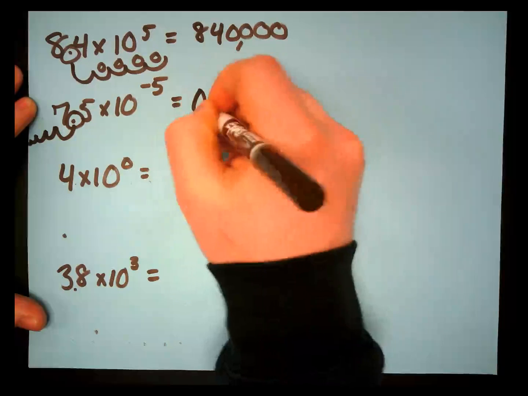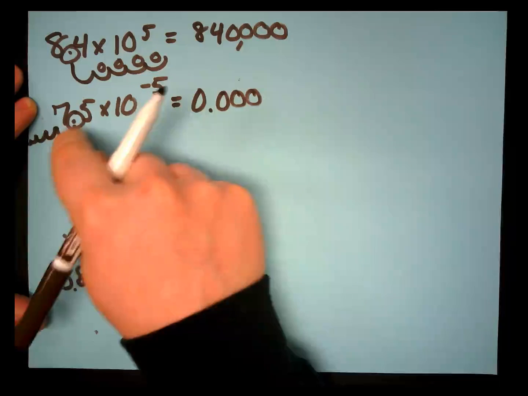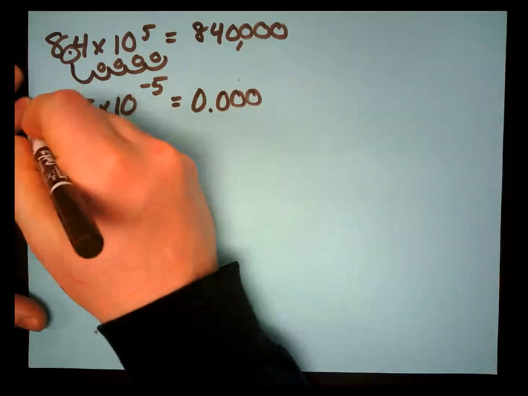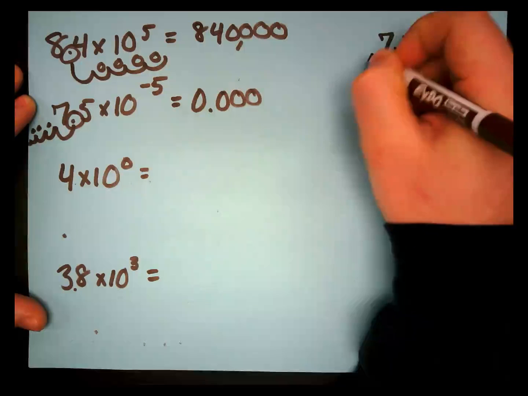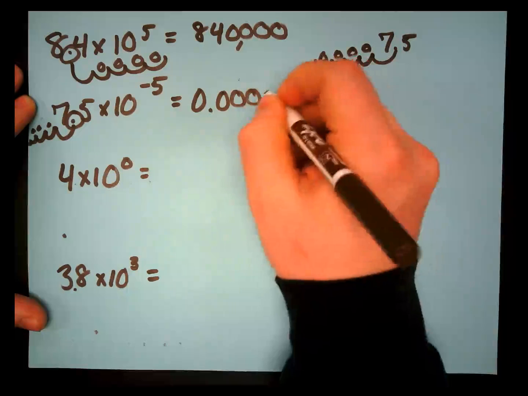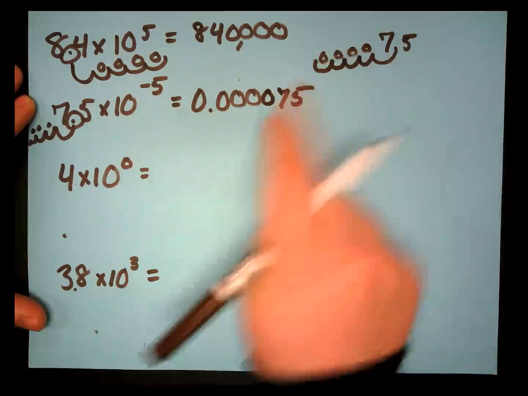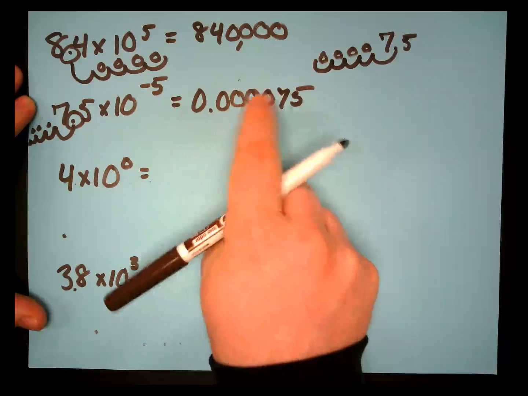Ooh, boy, let's see. Got 0, 0, 0. Shoot, I ran out of space. Let me try that again. 1, 2, 3, 4, 5. There are 4. Just want to make sure. Okay. So 0.000075.